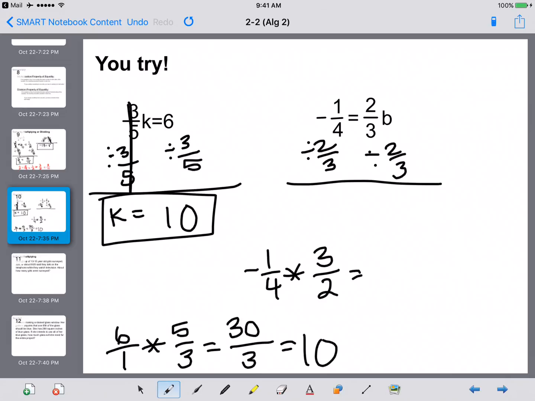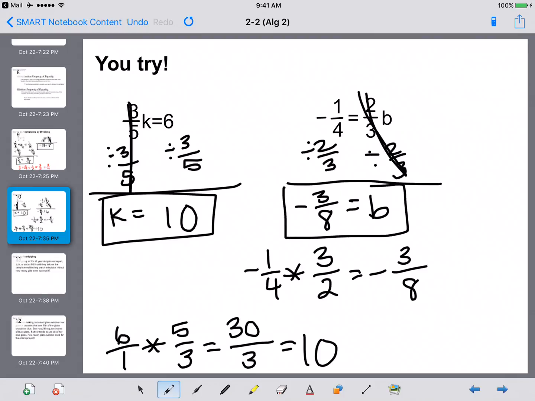A positive times a negative is a negative. 3 times 1 is 3. 4 times 2 is 8. So we have a negative 3/8. We never touched our equal sign. Those canceled out. B. So b is negative 3/8.